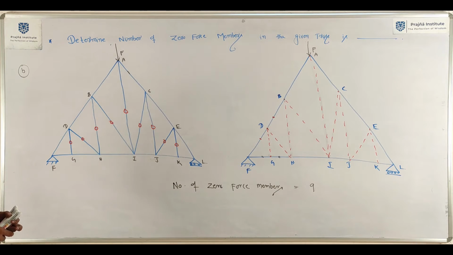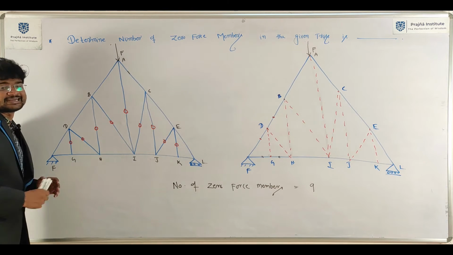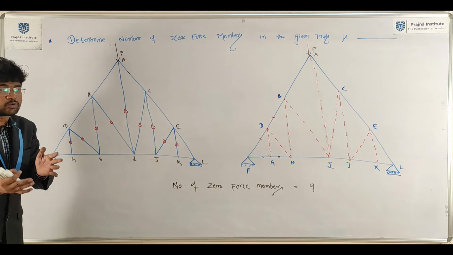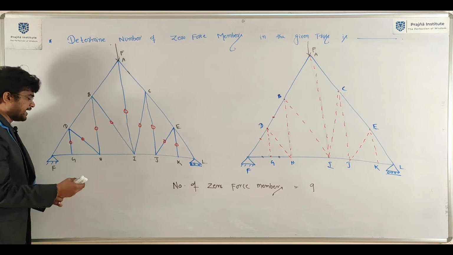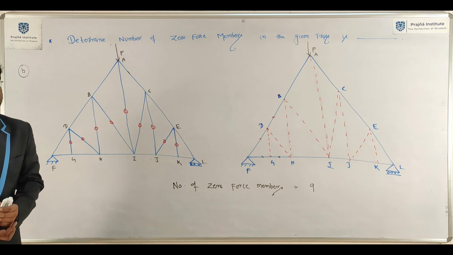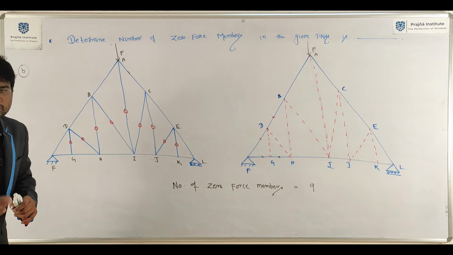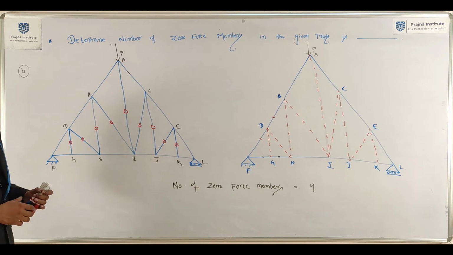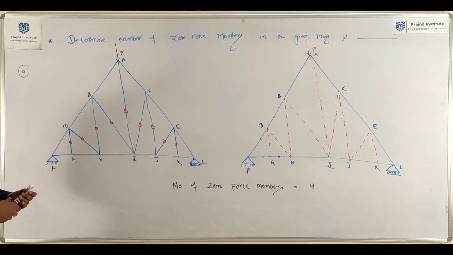Right up to here? Understood now? First see how many members are connected at a point. Whether two members are collinear or not. If two members are collinear and no load is acting at the joint, then the force in the non-collinear member must be 0. That is called the 3 members rule. By that you can determine the number of 0 force members in a given truss. Next, completed now?